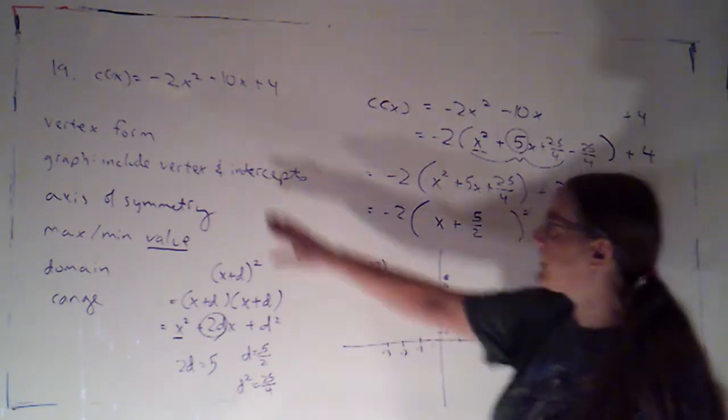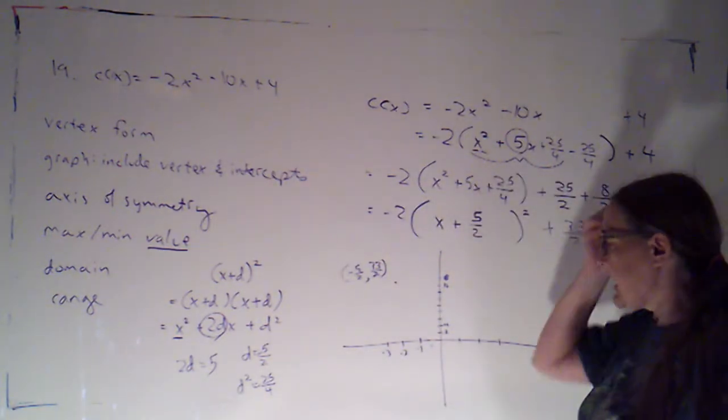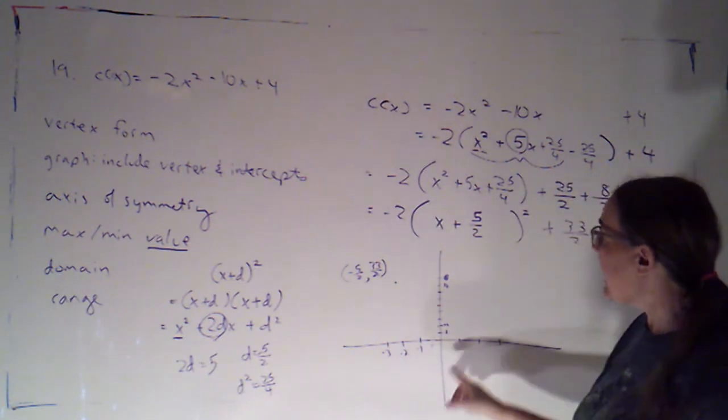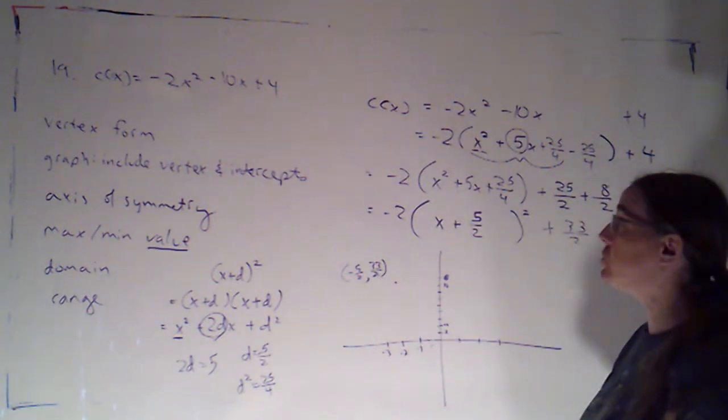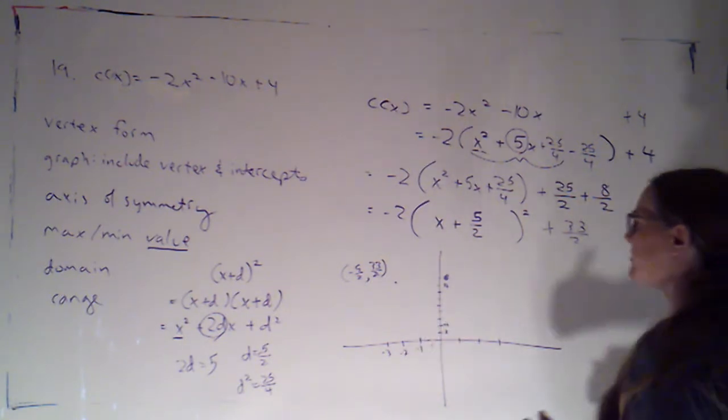Okay, so we've got it in vertex form. We've graphed the vertex. For the intercepts, well, I'm always going to have a y-intercept, which I'll get by plugging in 0. And in this case, I'm going to have x-intercepts too, because this is opening down. Okay. Let's go ahead and get the y-intercept first.